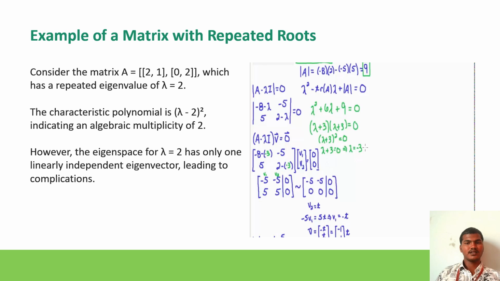Example of a matrix with repeated roots. Consider the matrix A equals [[2, 1], [0, 2]], which has a repeated eigenvalue of lambda equals 2. The characteristic polynomial is (lambda minus 2) whole squared, indicating an algebraic multiplicity of 2. However, the eigenspace for lambda equals 2 has only one linearly independent eigenvector, leading to non-diagonalizability.